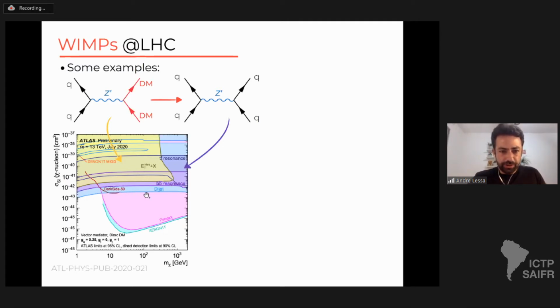So these are the constraints. Everything above these curves is excluded by these collider searches. And we see in this diagram that typically the direct searches are much stronger in most of the parameter space. Colliders really make a difference in this low mass region. It's not super low, but it's GeV-ish.